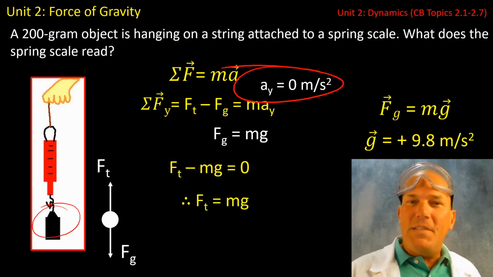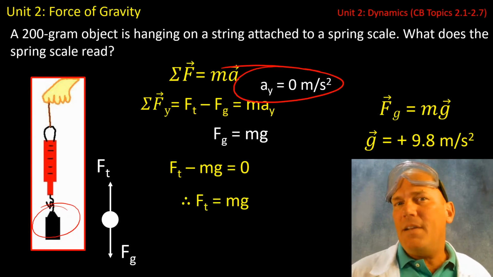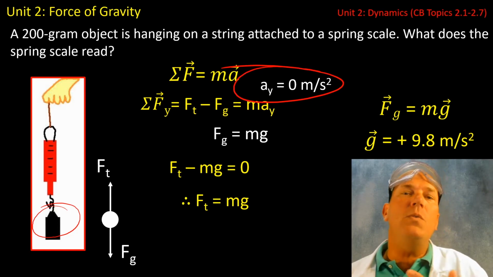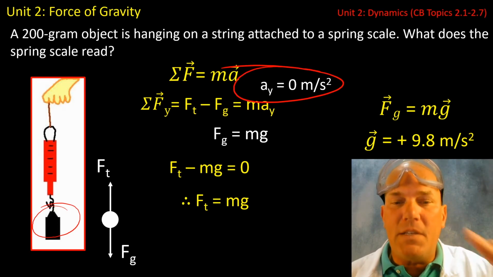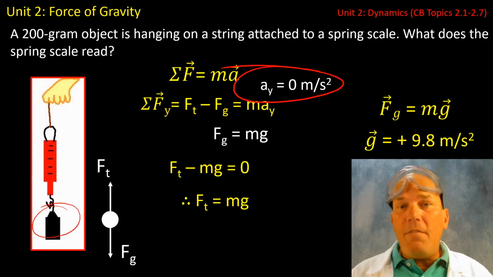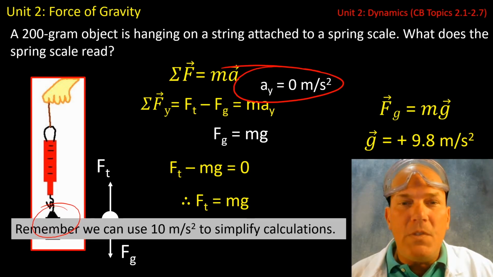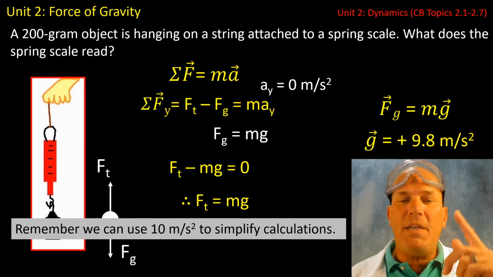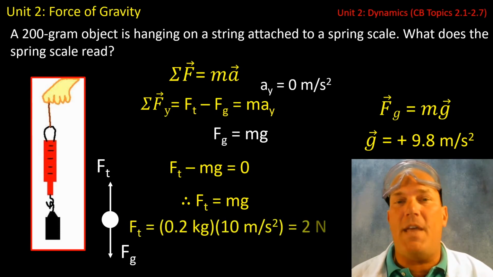Therefore, we can make the statement that the force of tension is equal in magnitude and opposite in direction to the force of gravity, which I've shown as mass times the acceleration due to gravity. Remember, guys, again, we will use 10 meters per second squared to simplify calculations. So let's go ahead and do that here.